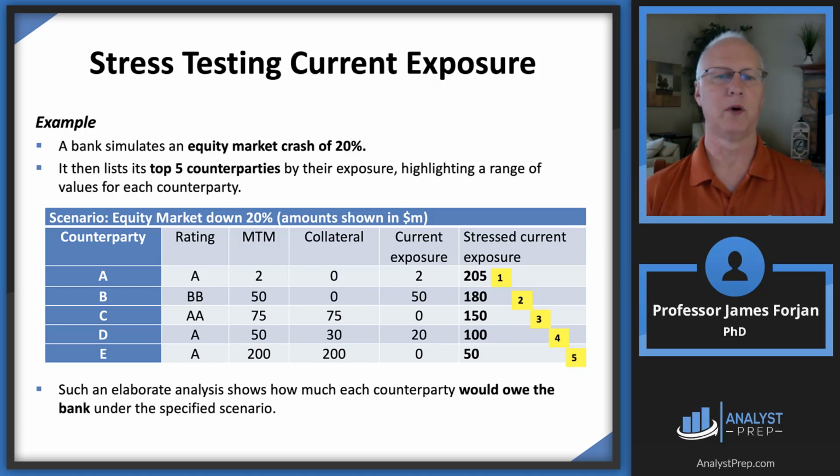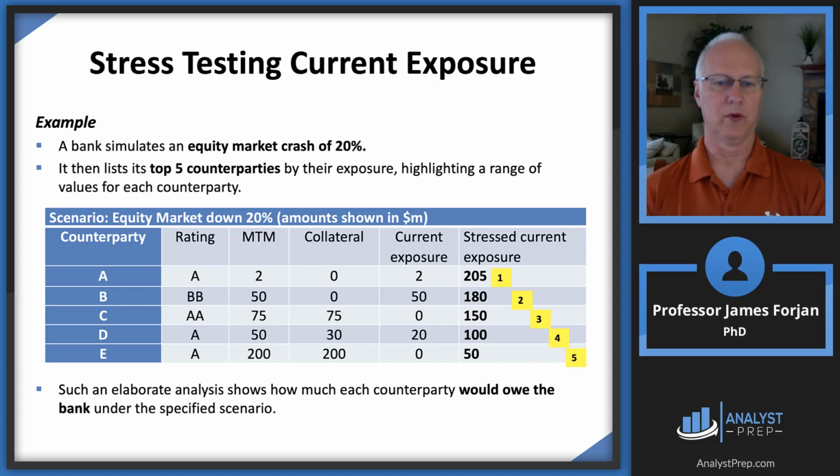All right, so let's suppose that we simulate some kind of a market crash. We have this table. So we've got these 5 counterparties, so A, B, C, D, and E. So 5 different financial institutions. Notice that 4 of them have investment grade ratings. One of them is below investment grade, that double B rated counterparty. Notice the mark to market is all positive. So our exposure is all positive.